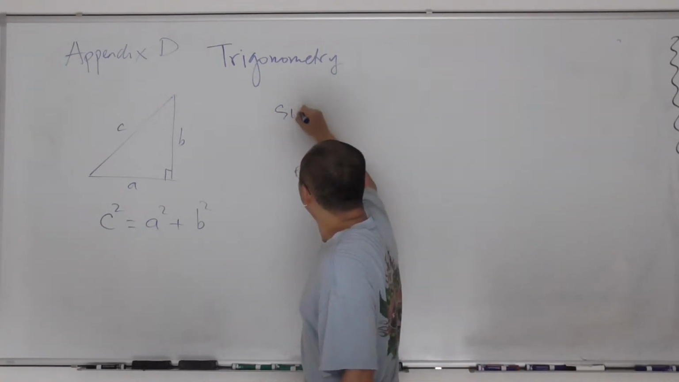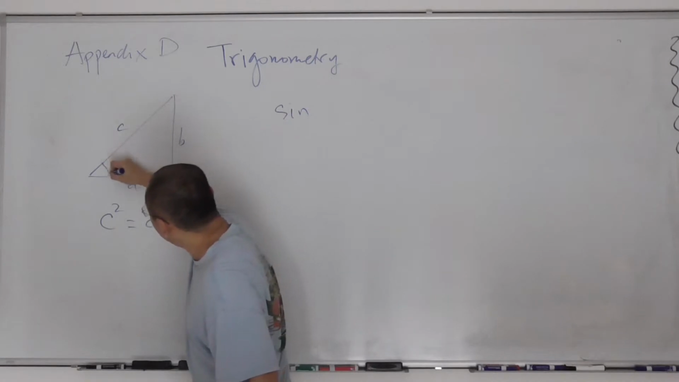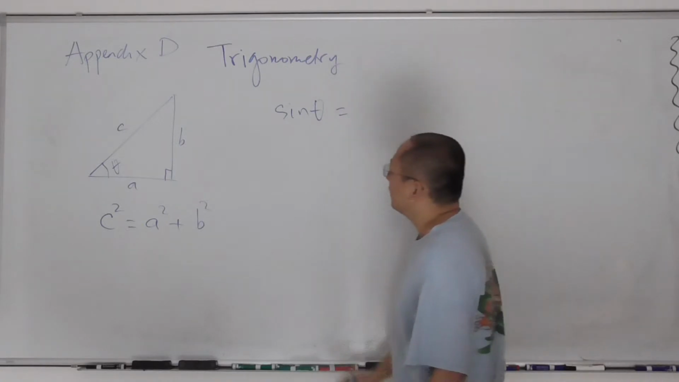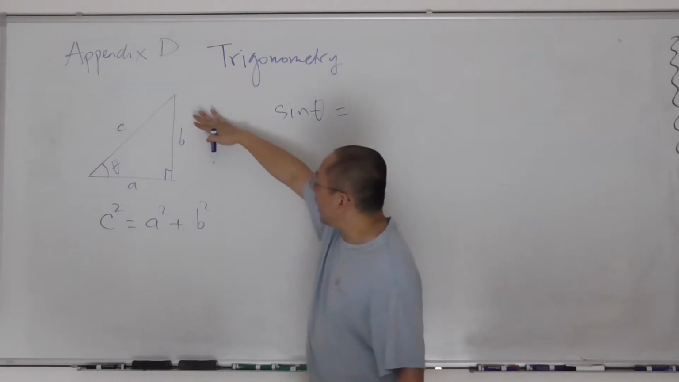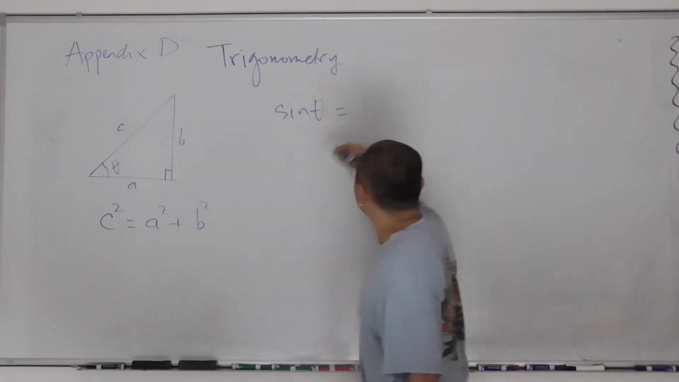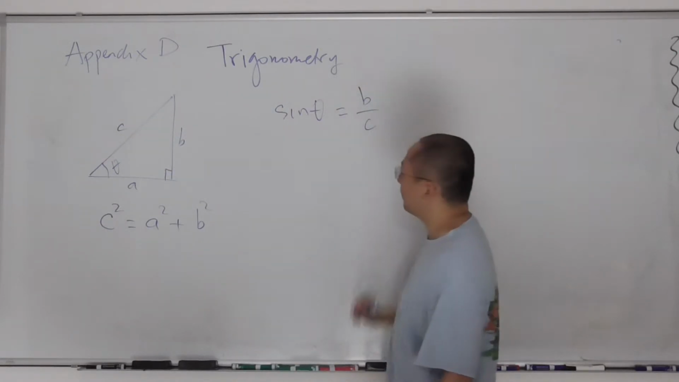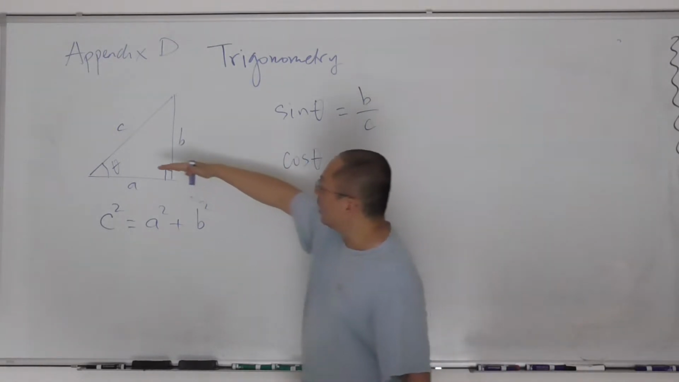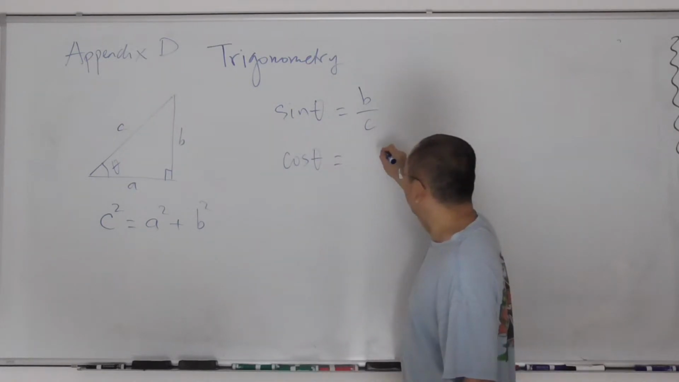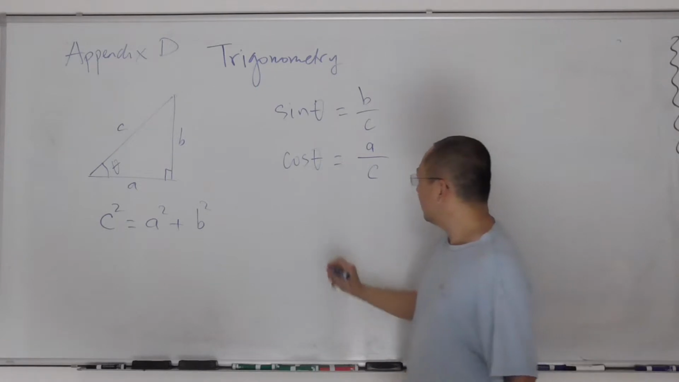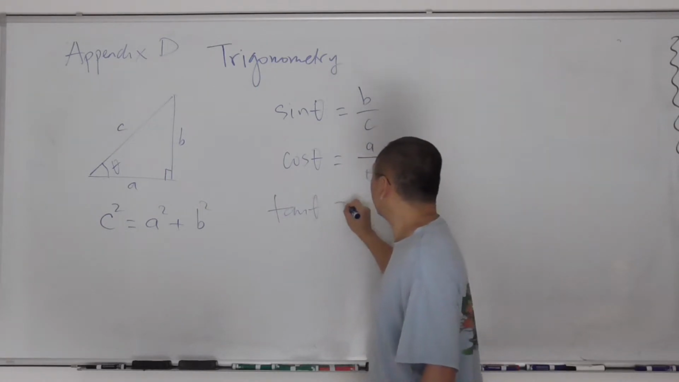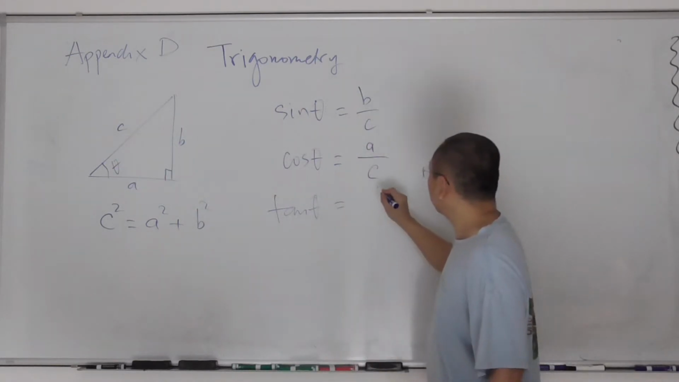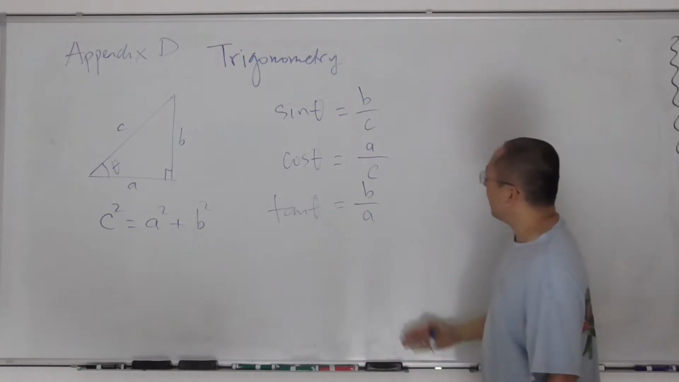Let's start with sine. Let's call this angle theta. Sine of theta is, as we learned before, opposite over hypotenuse, which is B over C. The second trig function is cosine theta, adjacent over hypotenuse, which is A over C. And then tangent of theta is opposite over adjacent, B over A. Now we have the first 3.